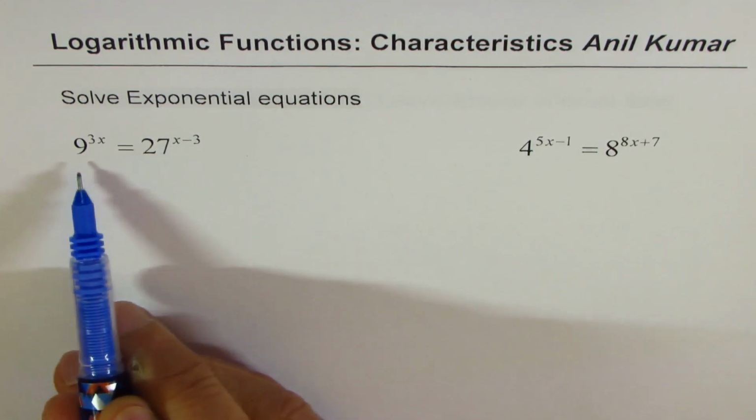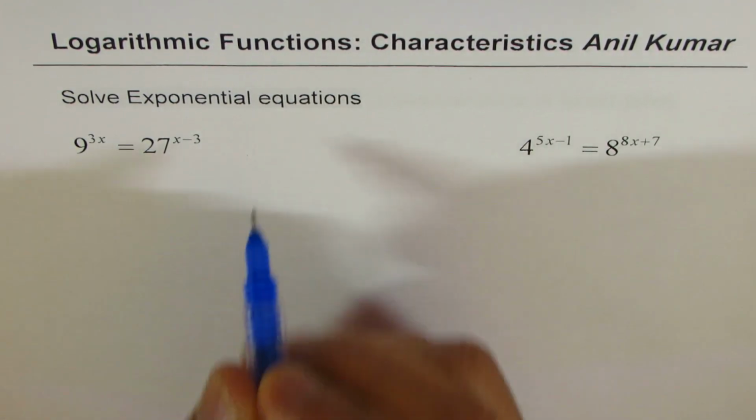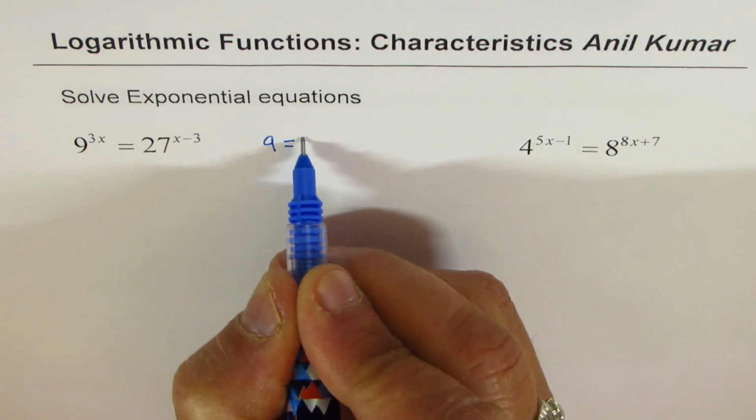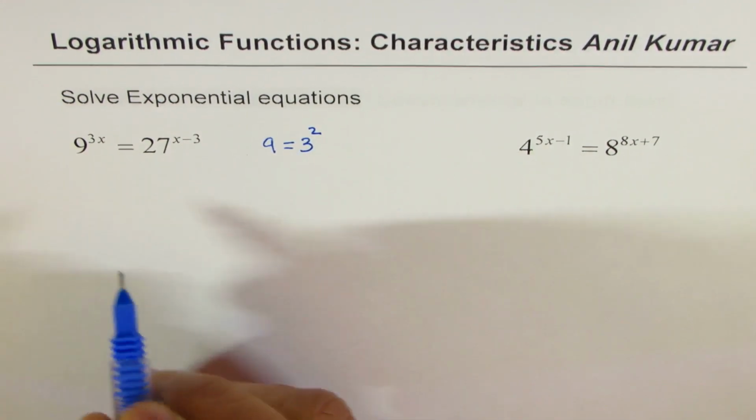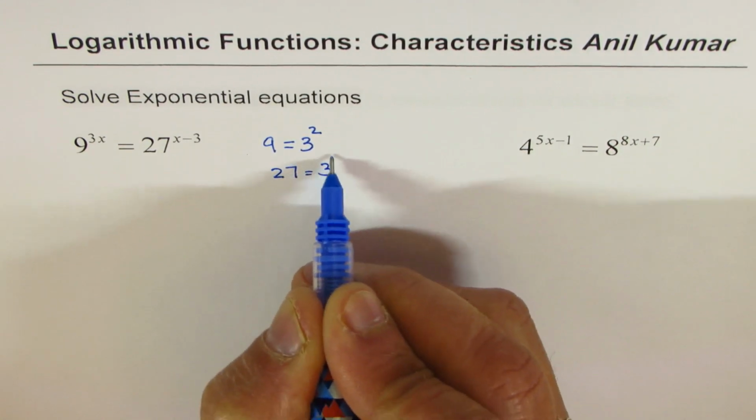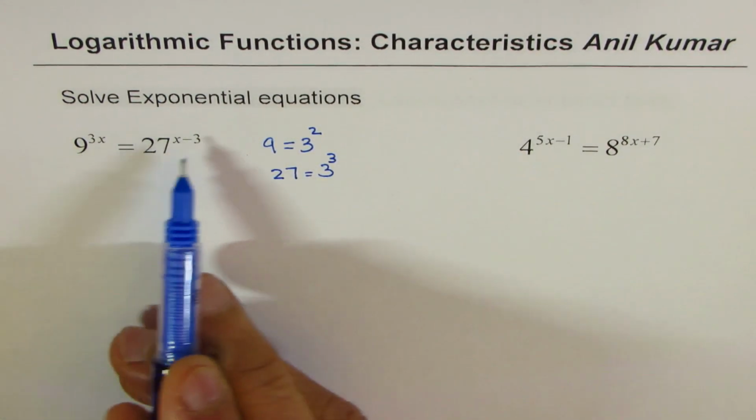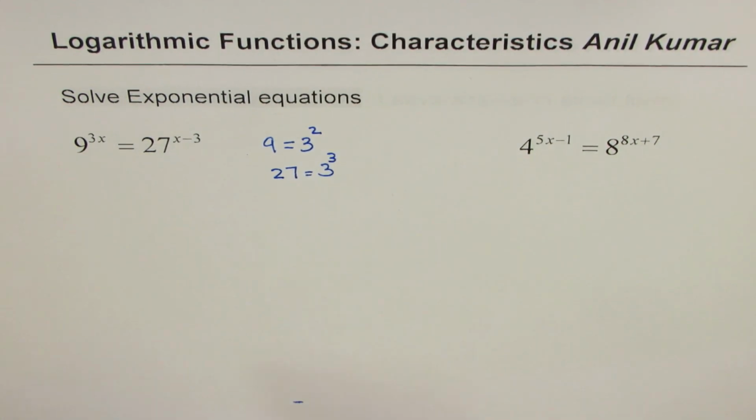Strategy is to have the same base. Now to make same base, we can write 9 as 3 squared, and we can write 27 as 3 cubed, correct? And then we can equate the exponents and solve the equation.